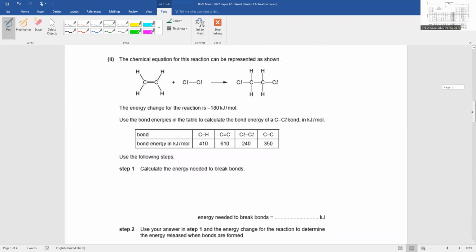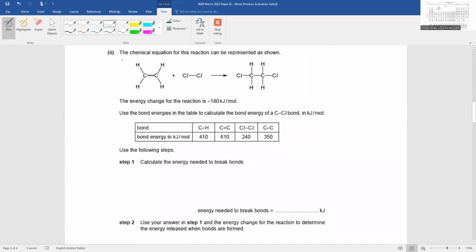Next part, this is a reaction. The chemical equation for this reaction can be represented as shown. This is the displayed formula of ethene. This is chlorine, and the product is dichloroethane. The energy change for the reaction is given as minus 180 kilojoule per mole.